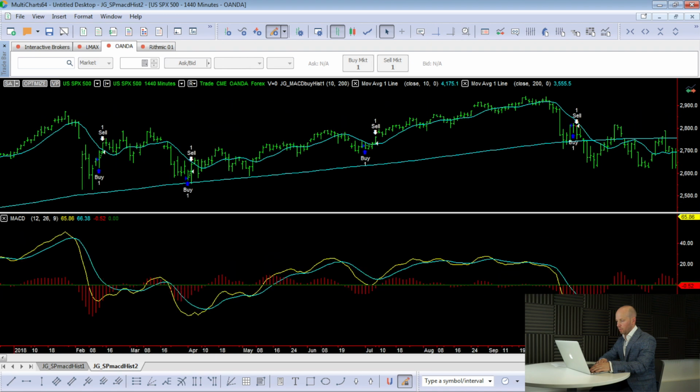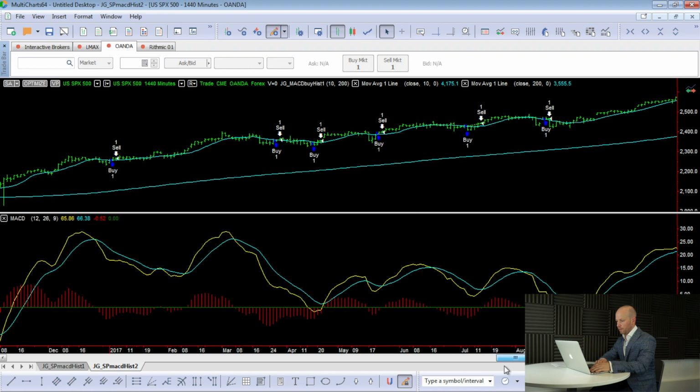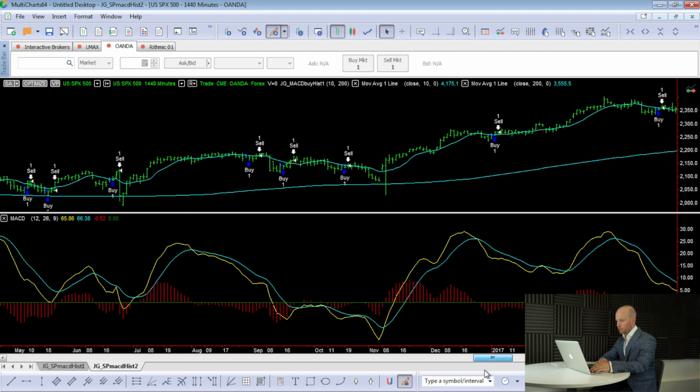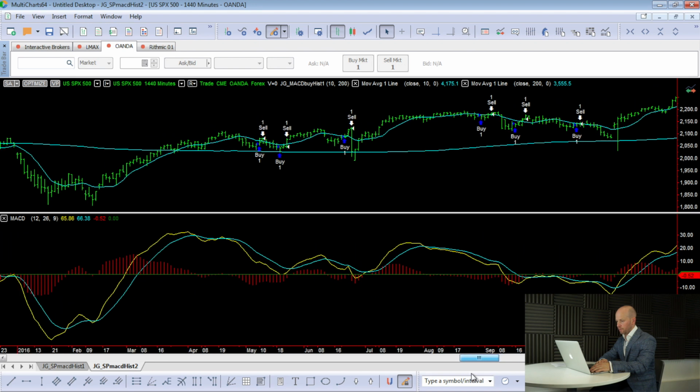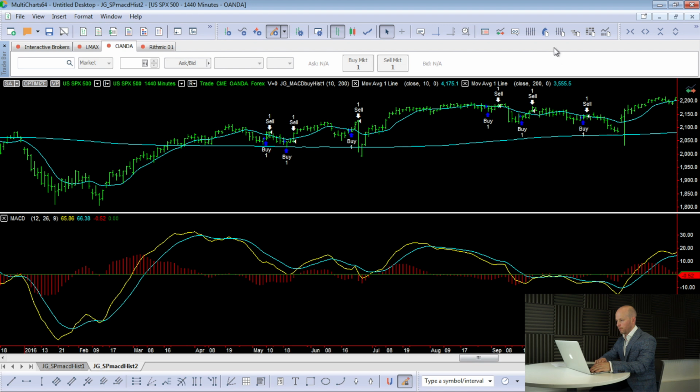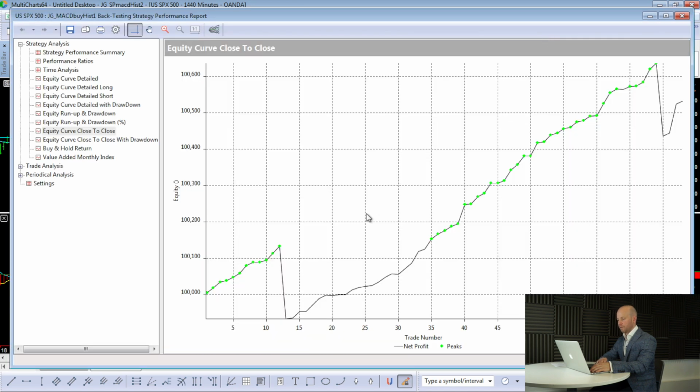Obviously, with such a high win rate, we're rarely going to be stopped out. We can see all these trades are all in the green. Let's have a look at the performance report now. Now, the equity curve close to close does look quite different. You see these big drops. This is essentially where we've been stopped out.